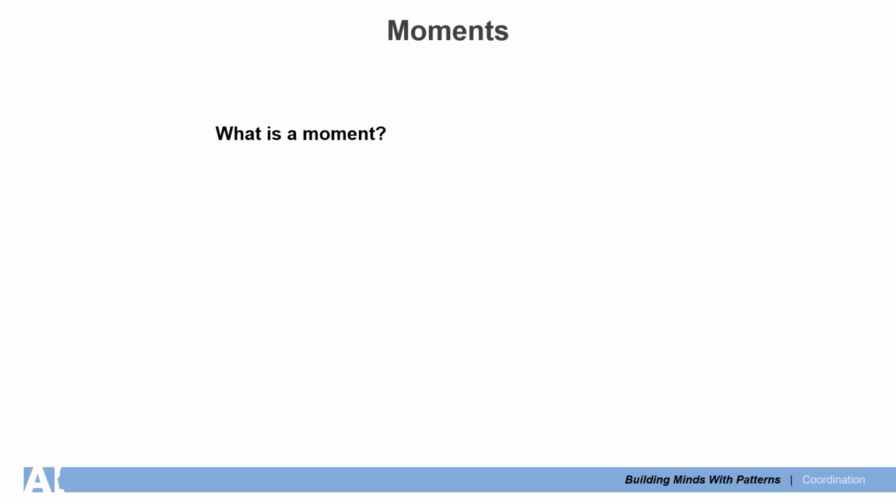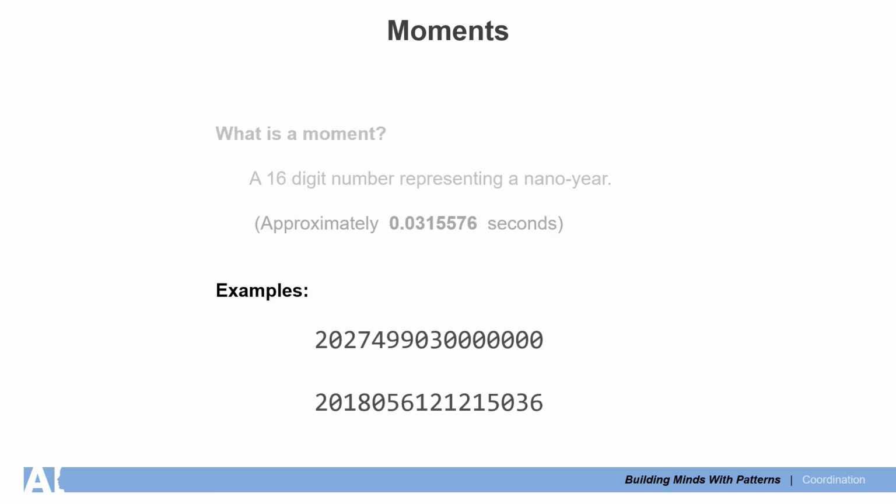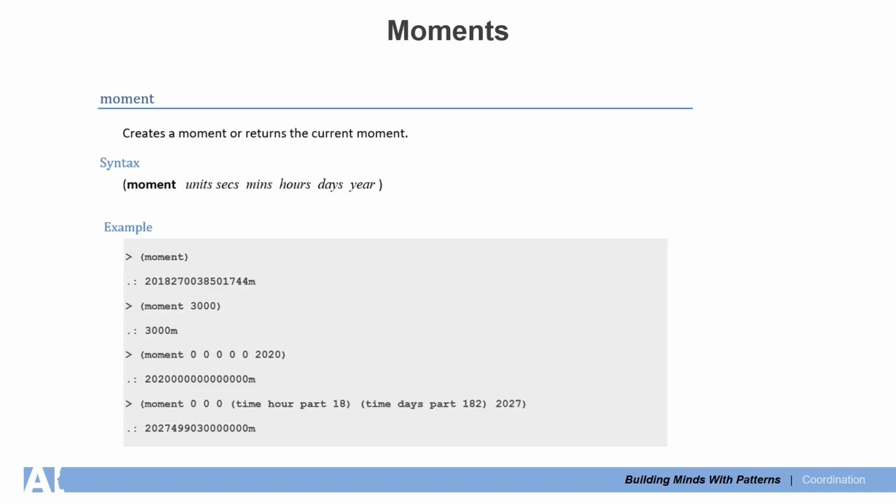What is a moment? A moment is a 16-digit number representing a nanoyear. It's approximately 3/100ths of a second. Some examples are as follows. The underlying language has a function that creates moments. If no parameters are given, it returns the current time in moments.